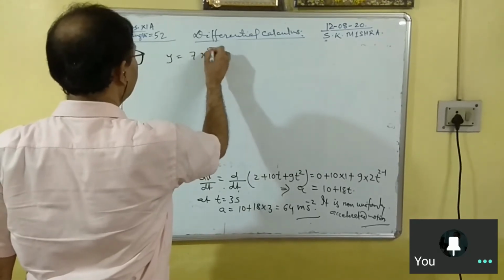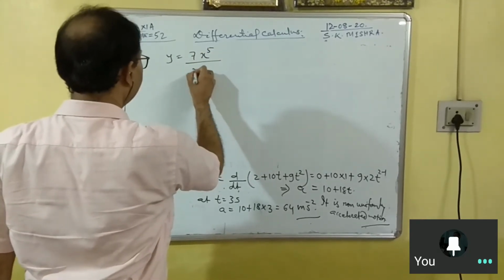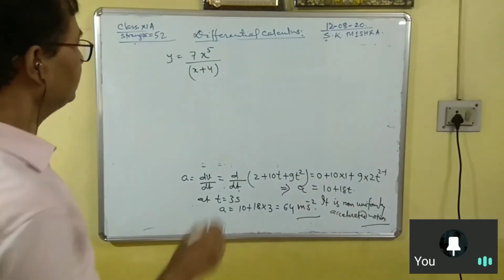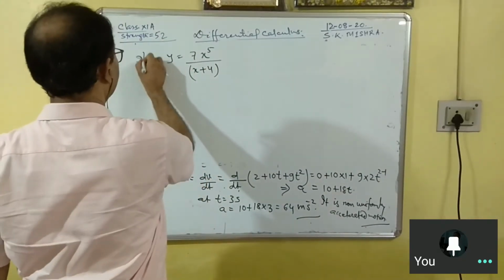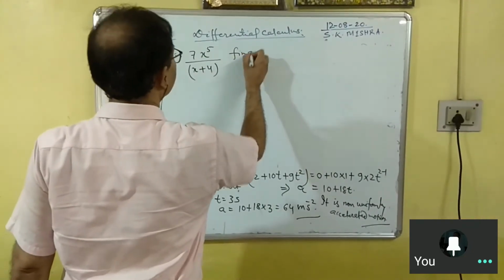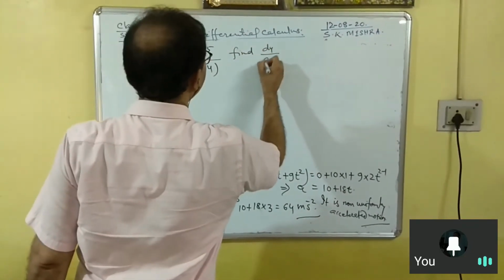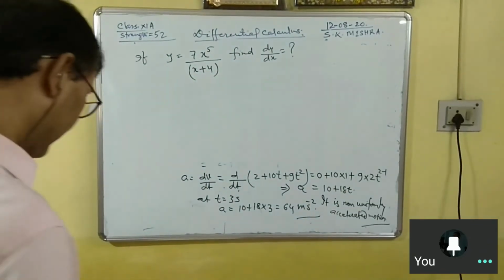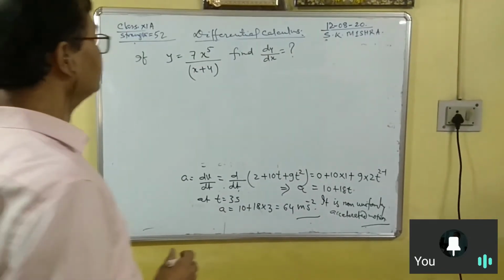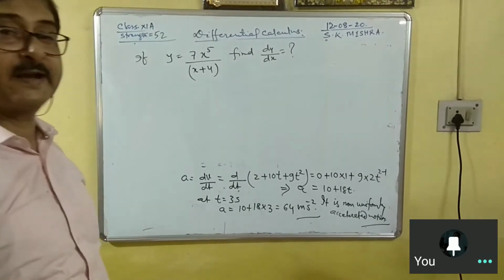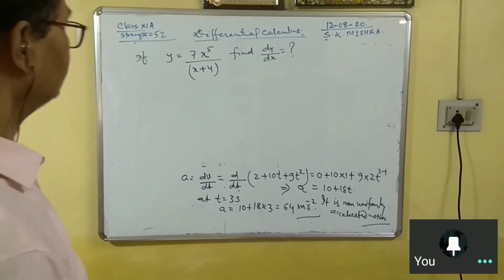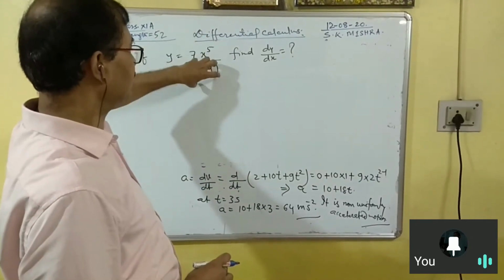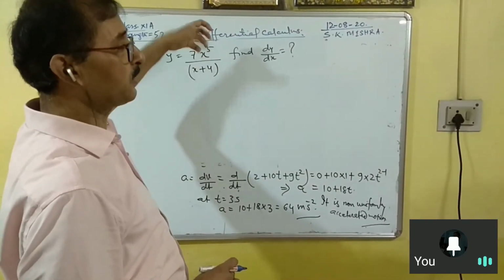Now, if I ask you y is equal to 7x5 divided by x plus 4, how will you find dy by dx? You have to find dy by dx. Condition is y is equal to 7x raised to 5 divided by x plus 4. So consider this one whole as the numerator, this is the denominator. U by v format.